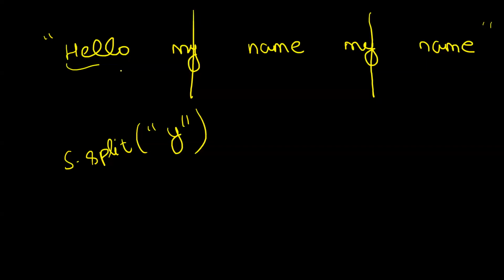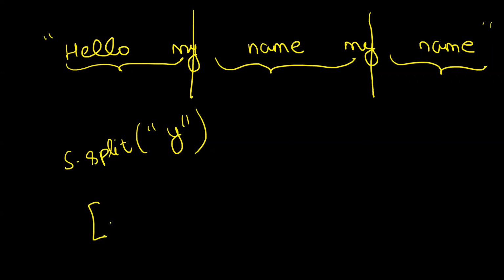The first string is hello space m. The second string is space name space m. And the third string is space name. So you will get an array of strings. The first string will be hello space m. The second string will be space name space m. Okay, you are splitting at y's.